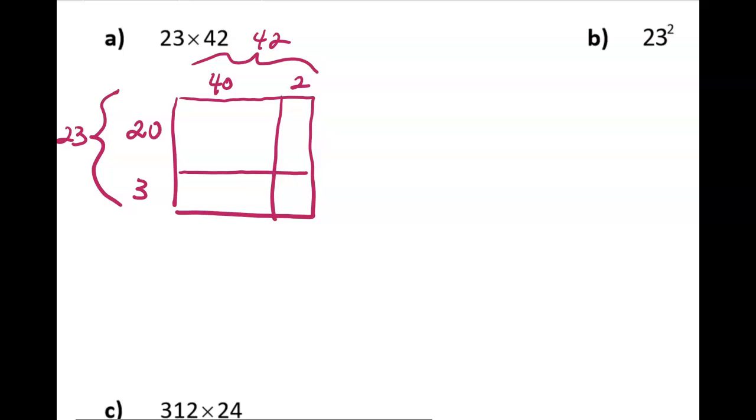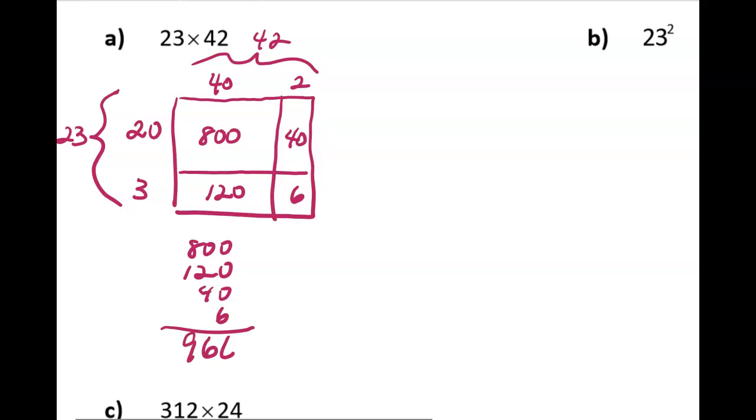20 times 40 is 800. 2 times 20 is 40. So we're just finding those smaller areas. 3 times 40 is 120, and 3 times 2 is 6. So our total area is 800 plus 120 plus 40 plus 6, which is 966.